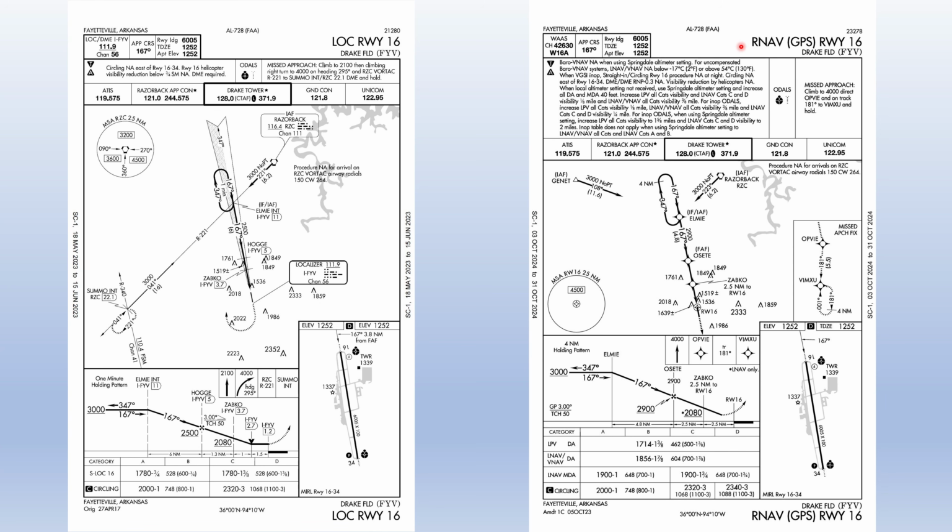If you elect to fly the RNAV GPS approach to runway 16, tell me what WAS means. What does this channel number mean? Take a look at the notes and see if there are any notes that apply to us. If so, how does it change the approach for us?